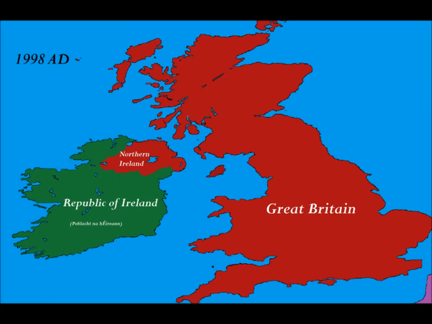On Good Friday, April 10th, 1998, the Belfast Agreement was signed, though the IRA would not truly announce the end of their armed campaign until 2005. In total, 3,532 people had died and over 47,000 people were injured.